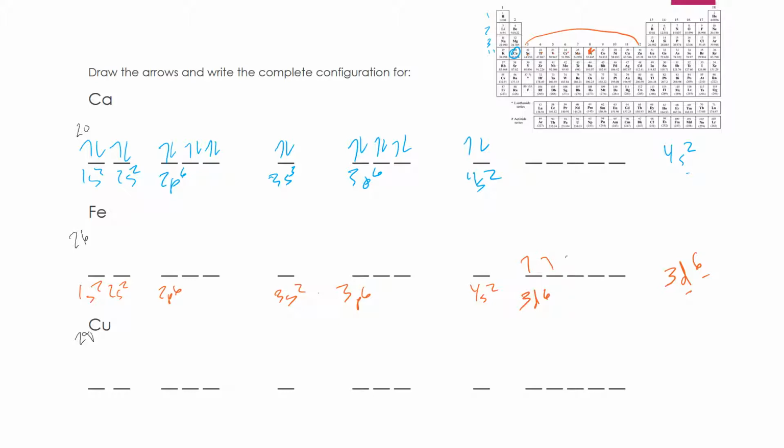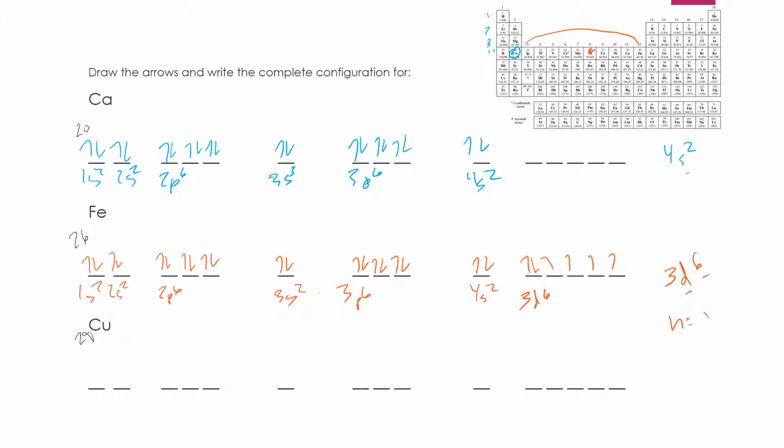1, 2, 3, 4, 5, 6. That's a crappy looking one, I'll try that better. There's our 3d6, and the rest, that means we're just doing the correct number of arrows for each one of these. That makes sense? So the D block is n minus 1.